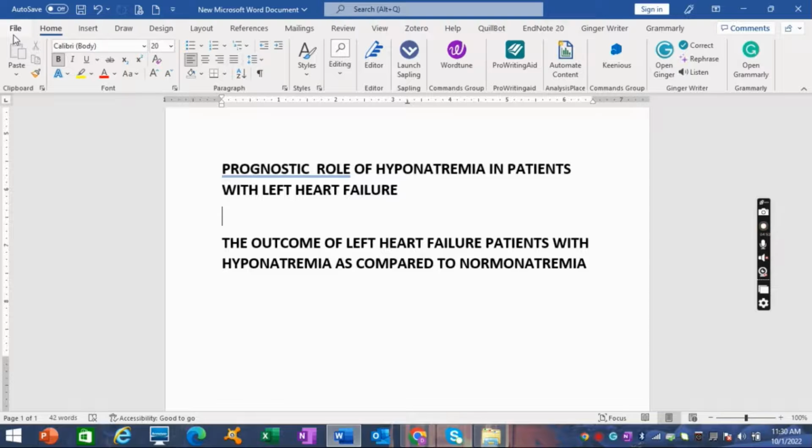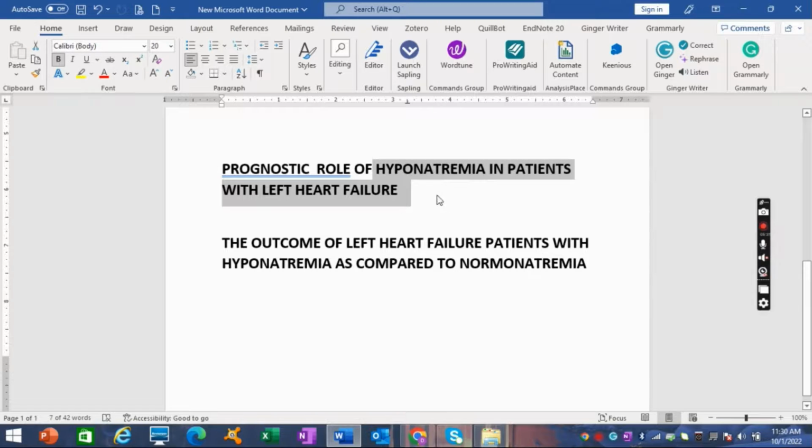What is our O? O is the outcome. What do I want to see in this title? I want to see the prognostic role. Now what is this prognostic role? In patients with heart failure, there is a lot of discussion, research and studies on the prognosis. So prognosis is the outcome. I want to see the prognosis of these patients with left heart failure. But prognostic role of what? Prognostic role of our intervention, hyponatremia. So I want to see the prognostic role of hyponatremia in these patients with left heart failure.